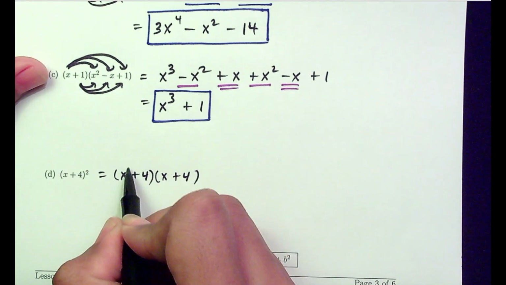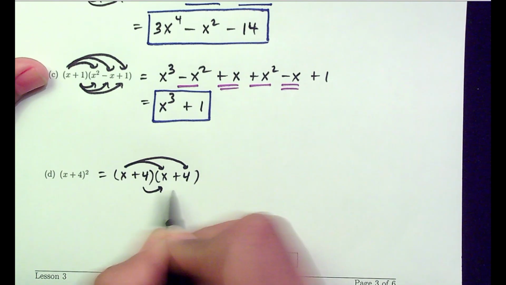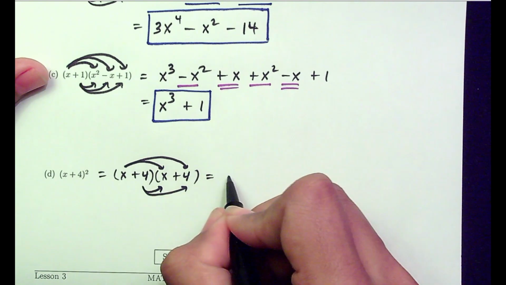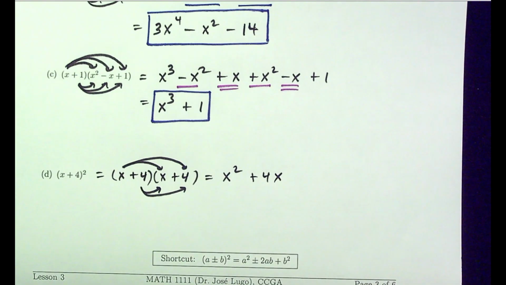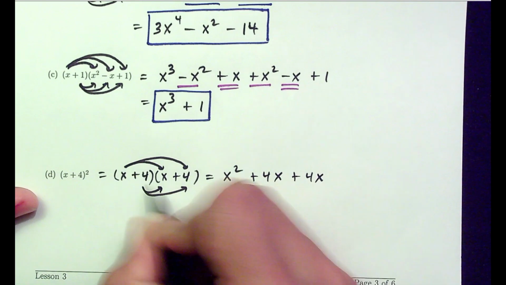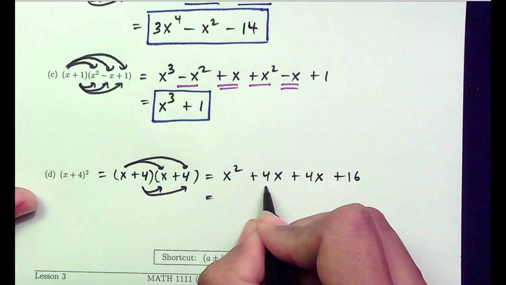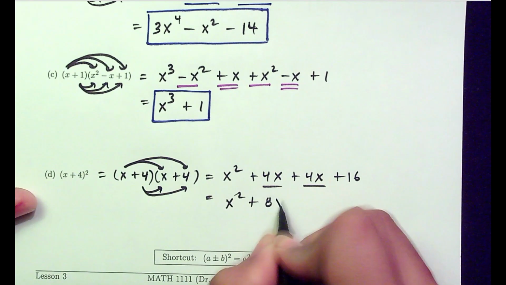Right, so this is going to be x times x, x times 4, 4 times x, and 4 times 4. So starting with the top arrows, x times x is x squared, x times 4 is 4x. Now doing the bottom arrows, 4 times x is 4x, and 4 times 4 is 16. And then you can combine these two, and that gives you x squared plus 8x plus 16.